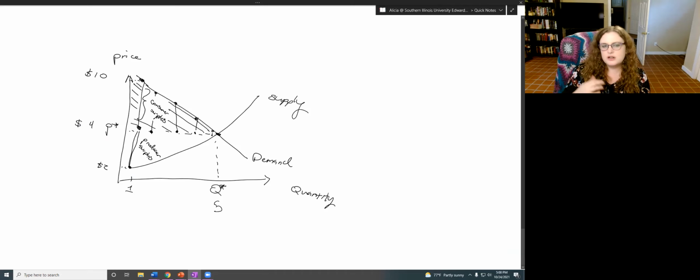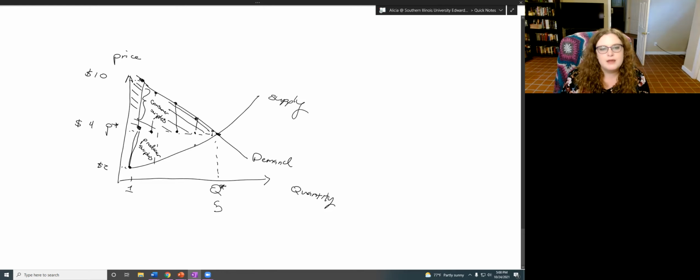This is the additional amount that you are paid above what your minimum cost would be. So if it costs $2 to make that first latte, but you get paid $4, that is $2 of producer surplus. And this keeps going for each one sold. So maybe for the second latte, it cost you $2.50 to make, but you sell it for $4. So you get $1.50 of producer surplus.